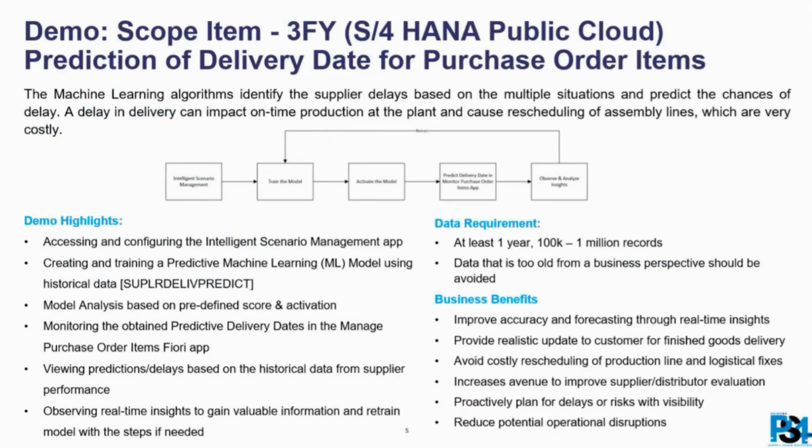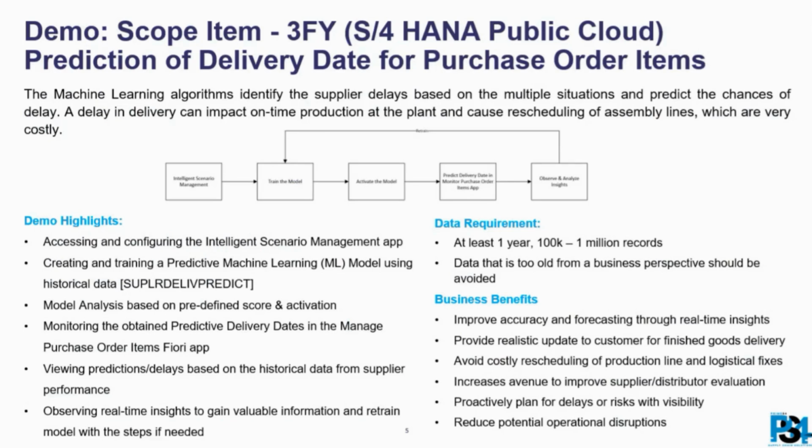From an SAP perspective, again, around 100K to 1 million records is expected. But this is a test system, so we are using a smaller amount of data. And too old data should also be avoided. So it is pretty difficult to train the model to great accuracy, but for demo purposes, we can showcase whatever is available. Now, what are the advantages?